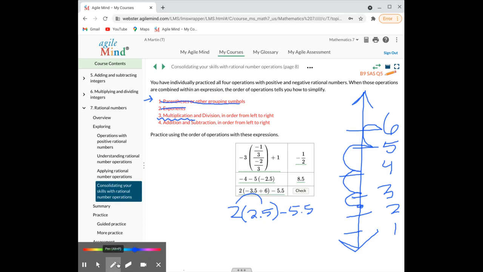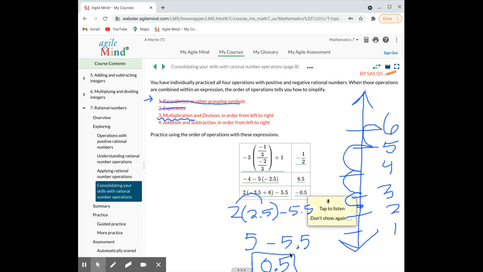So 2.5 plus 2.5 would be 5. And so I have 5 minus 5.5. So what would that end up being? 0.5. Do y'all agree? Yes. I do. Let's check it. All right. Now, is it going to be negative or positive? Negative. All right. Great. And the reason it's negative is because -5.5 is further away from 0 than 5 on the number line. All right. Anybody have any questions?